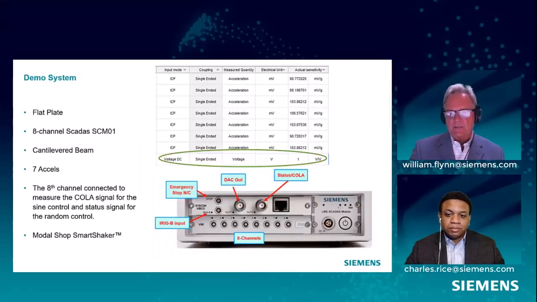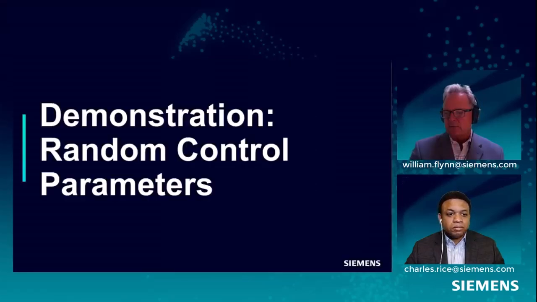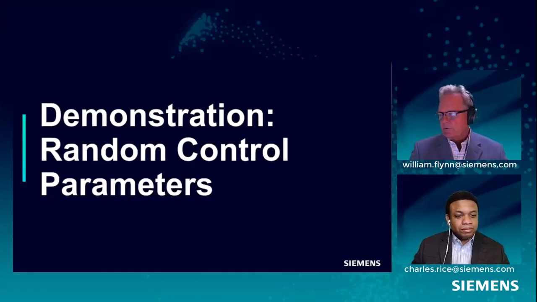The acquisition system that I'm using is shown here. The sensitivities of the sensors are shown here. This is my DAC output going to that modal shop shaker. And then I can also measure the status signal or the COLA signal based on a random or sine sweep test. And then I've got 8 channels that I'm measuring simultaneously along with the control. So let me break into my demonstration here.